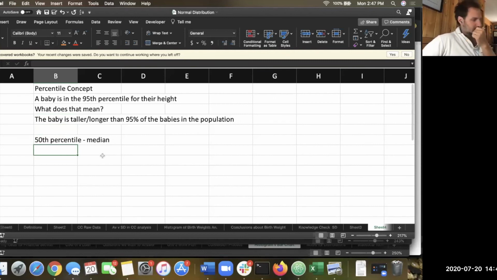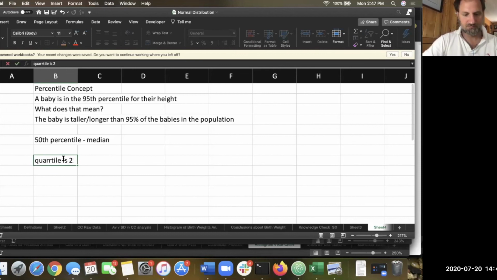In XL2, I think you ran into some percentiles because they were talking about quintiles and quartiles and things like that. Those are just fancy groupings of, say, 10% or 20% or things like that. A quartile is 25%, a quintile is 20%, a decile is 10%.